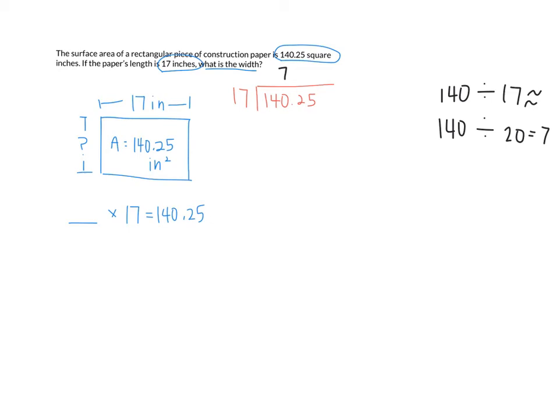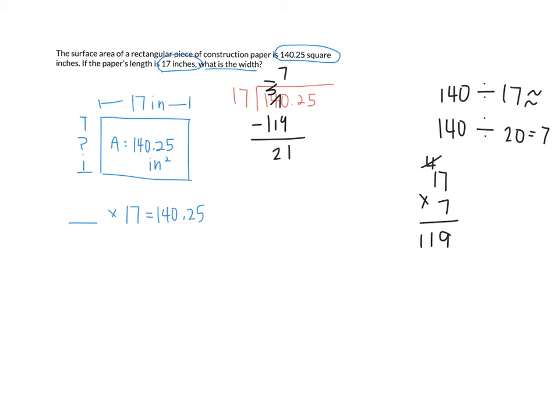Allie? 17 times 7, good. 7 times 7 is? Okay. 7 times 1 is? 7. Plus 4? So we get 119. Okay, let's try it. We have to regroup, right? Okay. So I end up with 21.